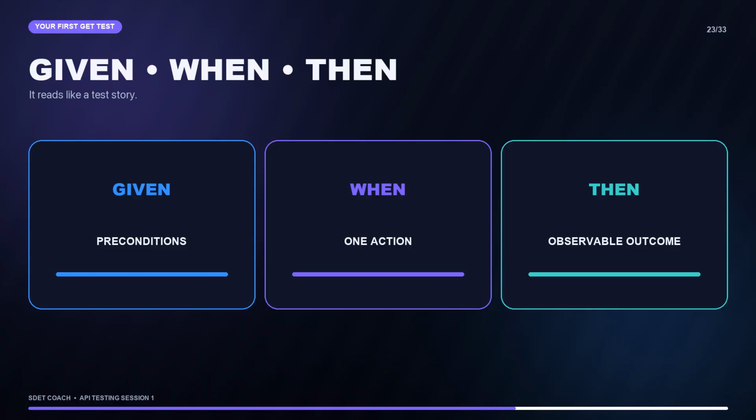Given, when and then are more than attractive formatting. They separate three responsibilities. Given describes preconditions and request setup: the base address, authentication, headers, parameters, and body. When describes the one action under test: send a GET, POST, PUT, PATCH, or DELETE. Then describes observable expectations. Read the first test as a sentence: given the JSONPlaceholder base address, when I get user 3, then the response status is 200 and the name equals Clementine Bauch.